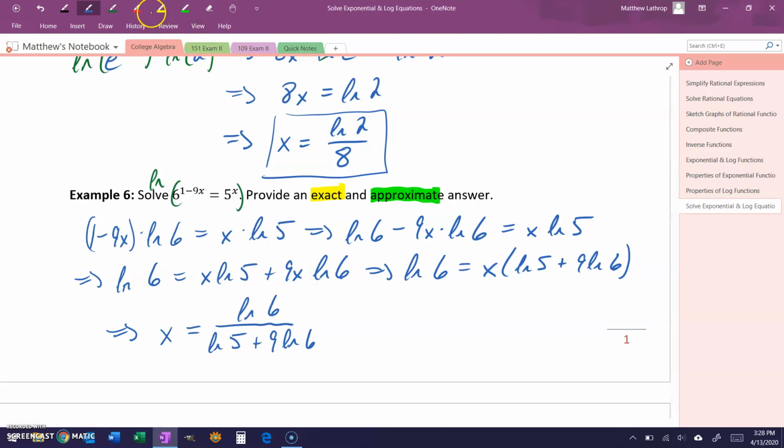So in this case, this would be our exact answer. But we could plug that into a calculator, being very careful with parentheses and how we divide. We should be able to get an approximate answer of 0.101.